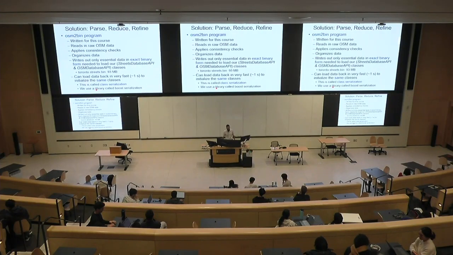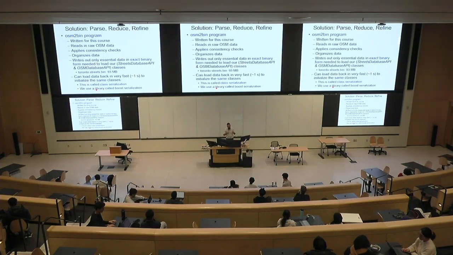So what is the solution for all of this? We've created a program specific for this course called OSM to bin, and its job is to parse, reduce, and refine. What do we mean by that? It reads the raw OSM data that we showed you before, and applies some consistency checks on it. We make sure that all of the data makes sense and everything is correct. We organize the data in a way that makes it more efficient, and we omit the stuff that we might not need. Then we write out the essential data in a binary file.